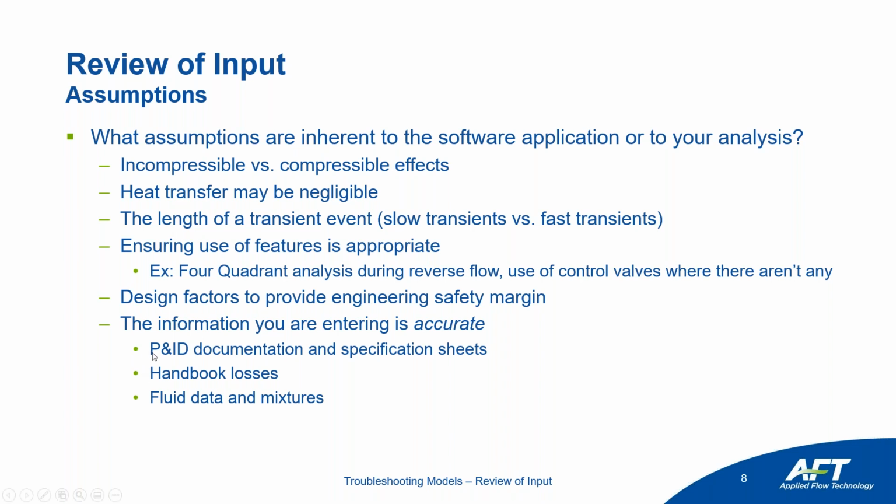So you might pull that from P&ID documentation and spec sheets, where these could add their own uncertainty. These might not necessarily be accurate, especially if your pump has been derated or is aging and doesn't perform at the same rate. If you're using things like handbook losses, which can be provided by AFT, and then also fluid data and mixtures, how are you ensuring that the fluid you're modeling is accurate?